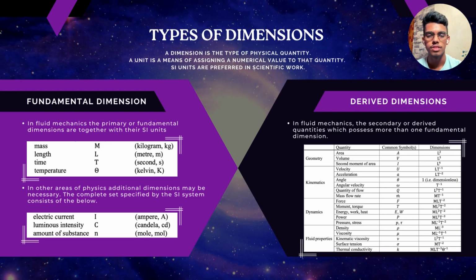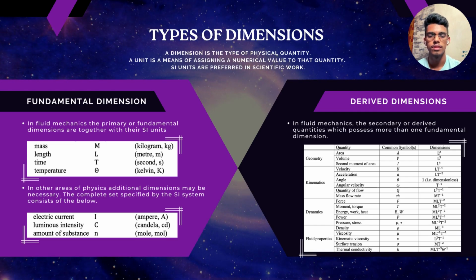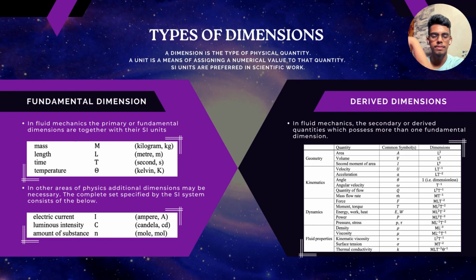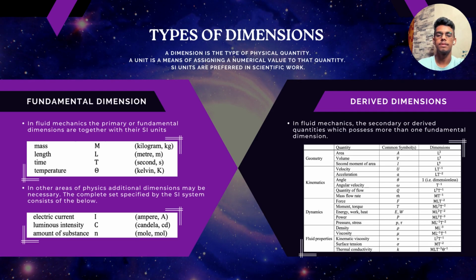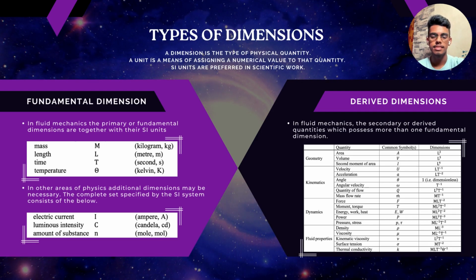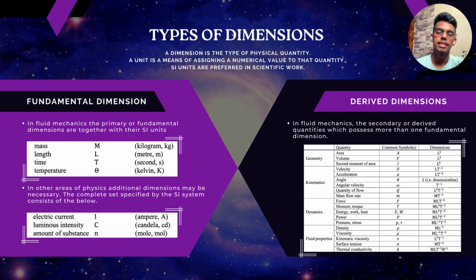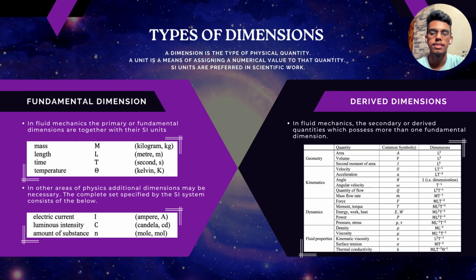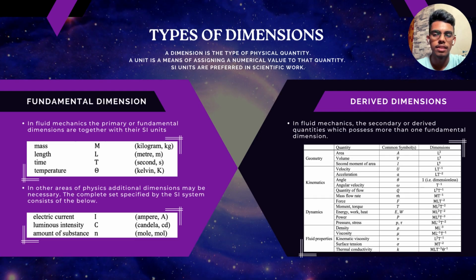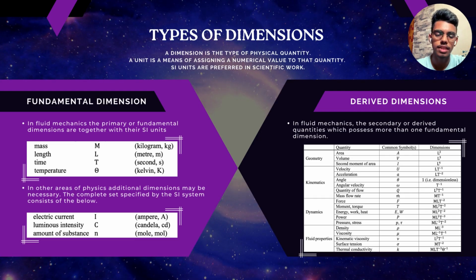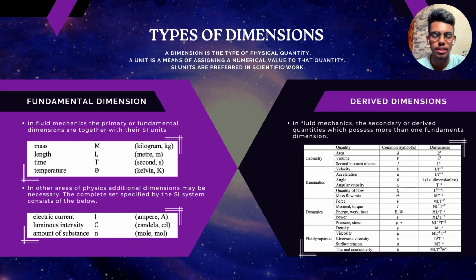While for the derived dimensions in fluid mechanics, these are the secondary or derived quantities which possess more than one fundamental dimension. There are many divisions in derived dimensions, for example geometrical, kinematics, dynamics, and fluid properties. Since we are mainly explaining fluid mechanics, let's look into the fluid properties. The quantities under fluid properties are density, viscosity, surface tension, and thermal conductivity.